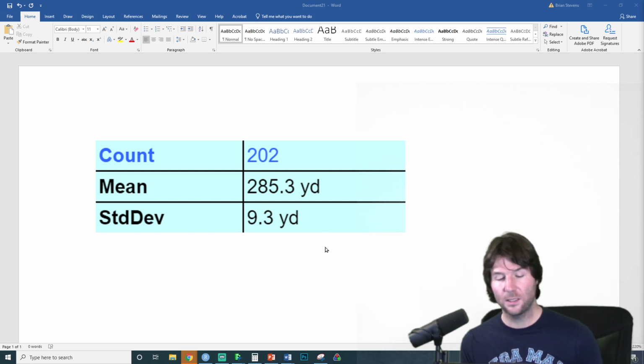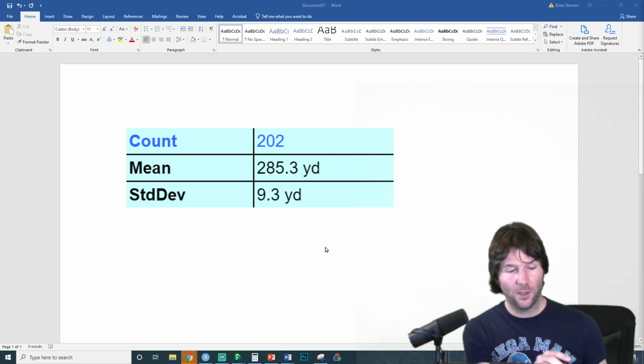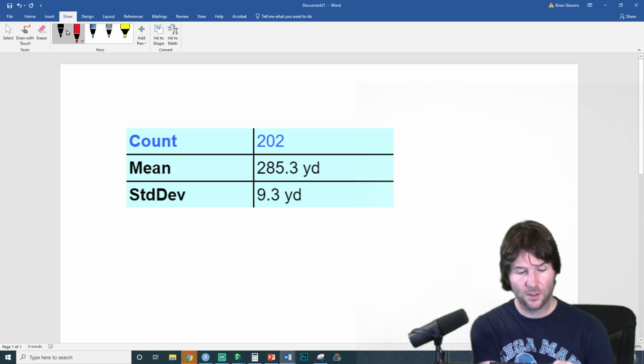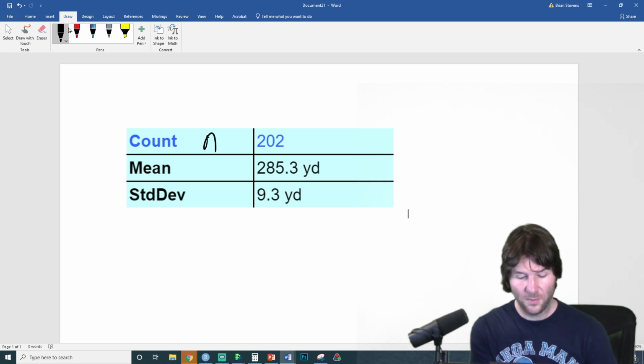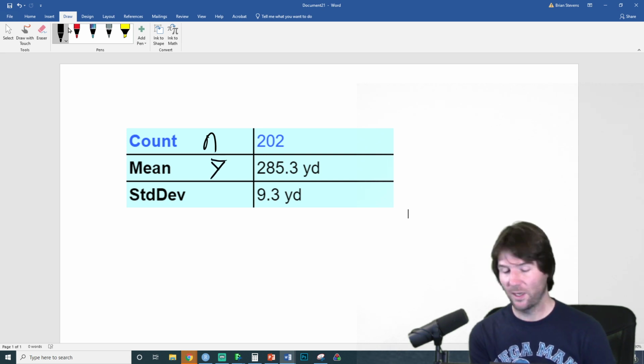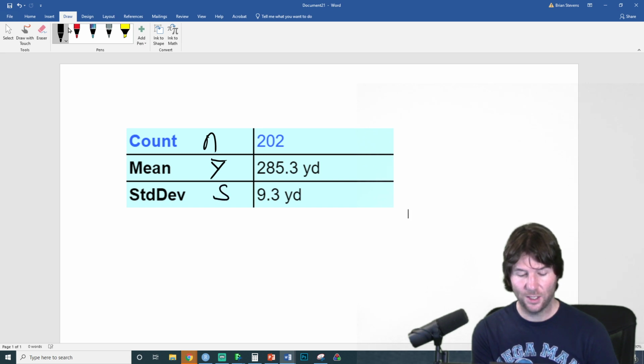The only thing we're missing in this is the degrees of freedom. I would probably go ahead and start marking your notation on this. The count is n. You're welcome, Marissa. Ask any questions. Good to have you here. So we've got the mean is y bar. That's a sample mean. It's technically y bar bar, which they'll point out later. And then we have the standard deviation.